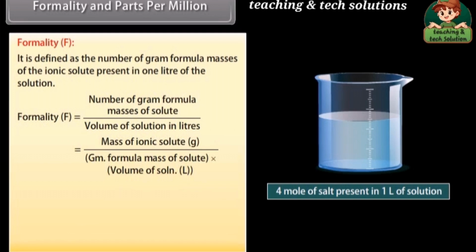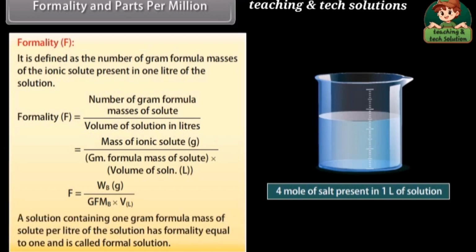Mathematically, formality is represented by F is equal to Wb in grams divided by product of gram formula mass of B and volume of solution in liter. A solution containing 1 gram formula mass of solute per liter of the solution has formality equal to 1 and is called formal solution.